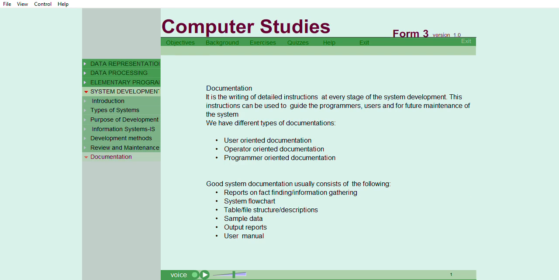We have different types of documentation: user-oriented documentation, operator-oriented documentation, and programmer-oriented documentation. Good system documentation usually consists of the following: reports on fact-finding or information gathering, system flowchart, table or file structure description, sample data, output reports, and user manual.